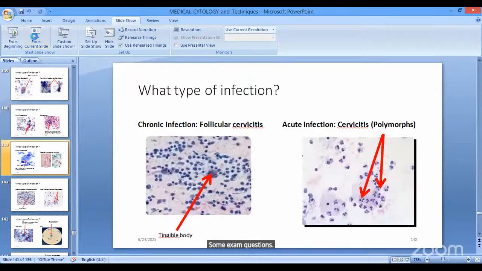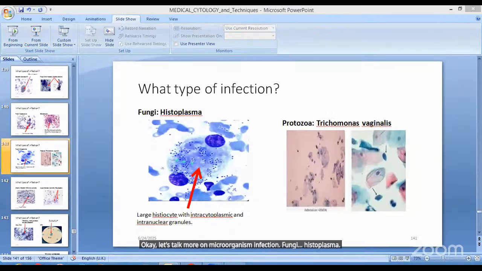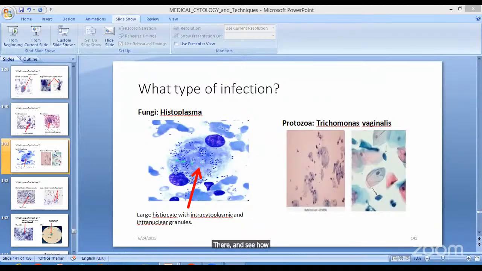Okay, let's talk more on microorganism infection. Fungi, histoplasma. This is what you see. You see how those cells colonize the, they have eaten up almost all the squamous cells there. And you see how they cluster.